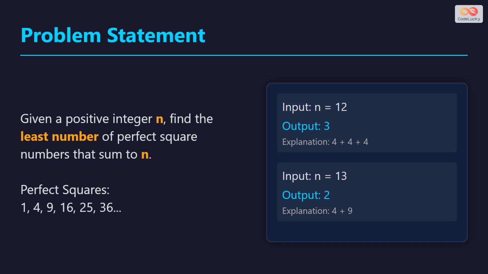Let's define the problem clearly. You are given a positive integer and your task is to find the least number of perfect square numbers, like 1, 4, 9, 16, and so on, which sum up to n. For example, if n is 12, the answer is 3, because 4 plus 4 plus 4 equals 12. If n is 13, the answer is 2, because 4 plus 9 is 13.